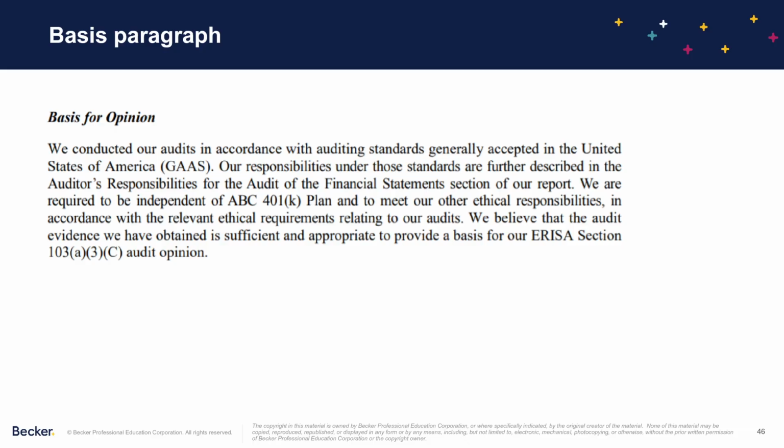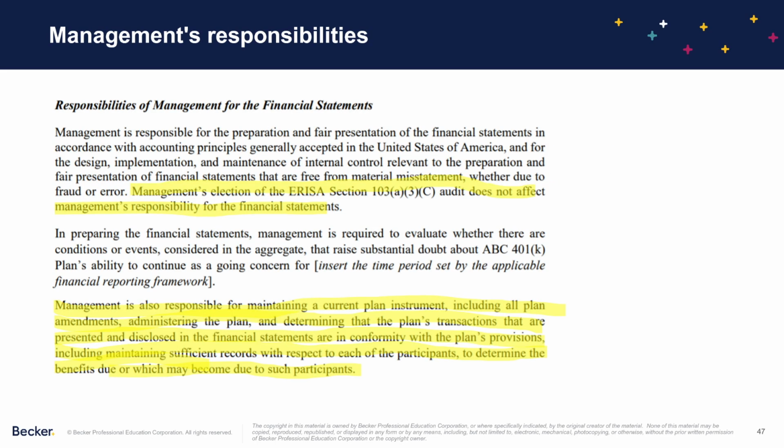Then we have our responsibility of management section, and you'll notice here that the third paragraph that was added is the same. We're going to still talk about management having certain responsibilities, even though they are doing a 103(a)(3)(C) audit and they're making that election. Management still is responsible for maintaining the plan instrument. They're still responsible for administering the plan. They're still determining the transactions are presented and disclosed correctly. So they are not changing that paragraph. They're going to maintain that paragraph. What they do add is a reminder of that.